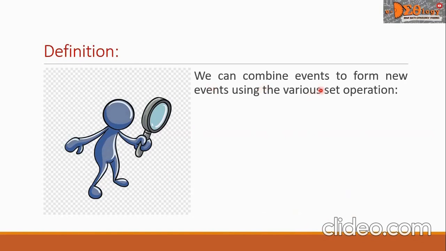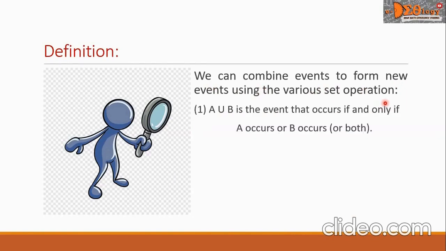We can combine events to form new events using the various set operations. The first one is A ∪ B, and this is read as A union B. A union B is the event that occurs if and only if A occurs or B occurs or both. This is sometimes called OR event.